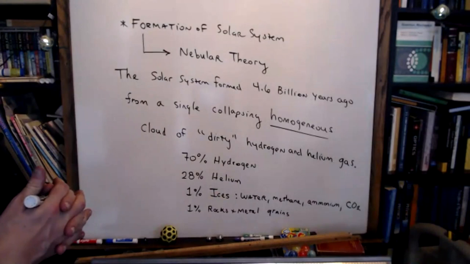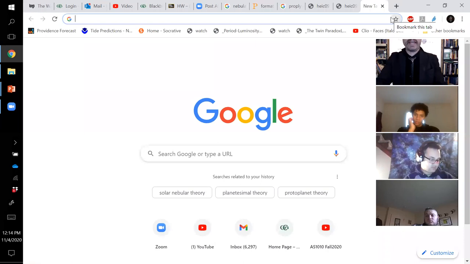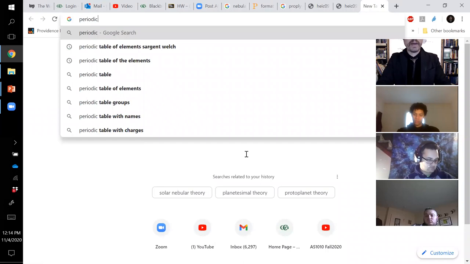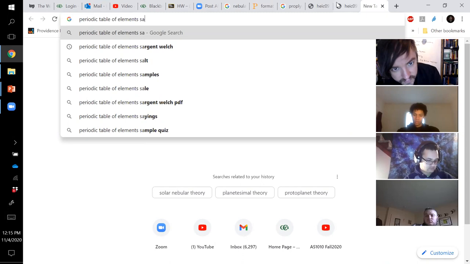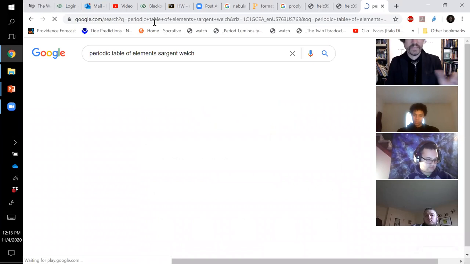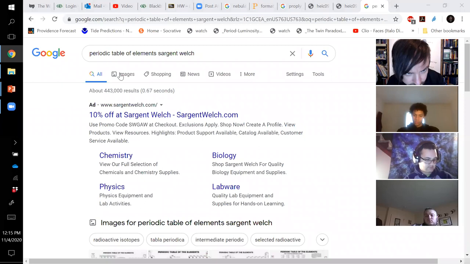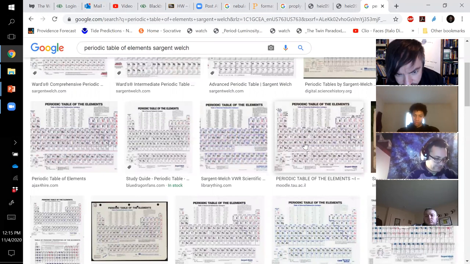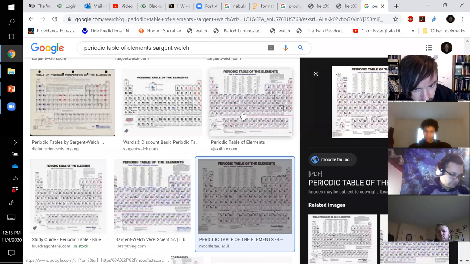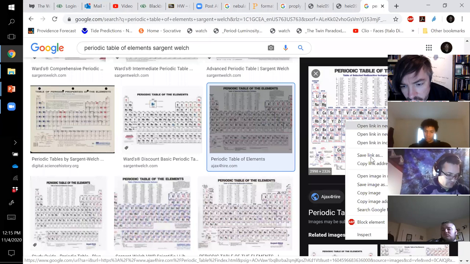I'd like to point out before I give you the densities of these objects that density is a tracer of chemical composition. And to demonstrate that, I'd like to share with you my favorite periodic table of the elements, the Sargent Welsh periodic table. That's the one that I used when I was a chemistry student. I actually still have it right over there in my table. We'll be using this one going forward. I want to get a high res version here. Oh yeah, this is 3000 pixels. That's what we want. So let's open that image in a new tab.